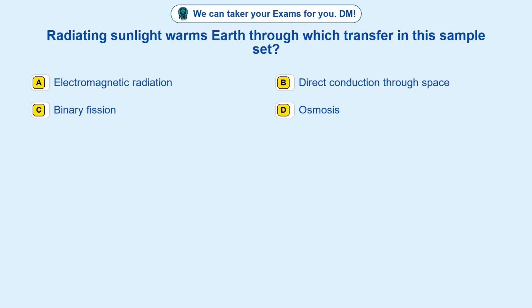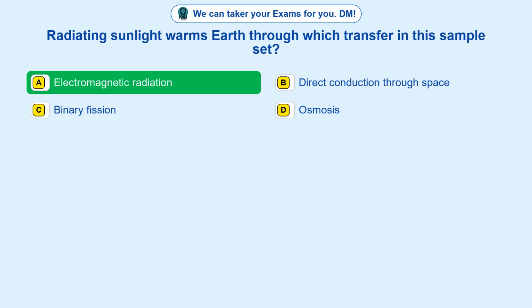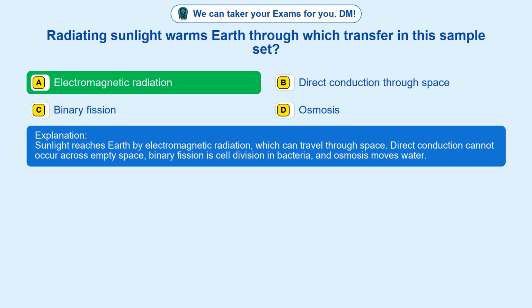Question 77. Radiating sunlight warms Earth through which transfer in the sample set? Option A, electromagnetic radiation. Option B, direct conduction through space. Option C, binary fission. Option D, osmosis. The correct answer is option A. Electromagnetic radiation. Sunlight reaches Earth by electromagnetic radiation, which can travel through space. Direct conduction cannot occur across empty space, binary fission is cell division in bacteria, and osmosis moves water.